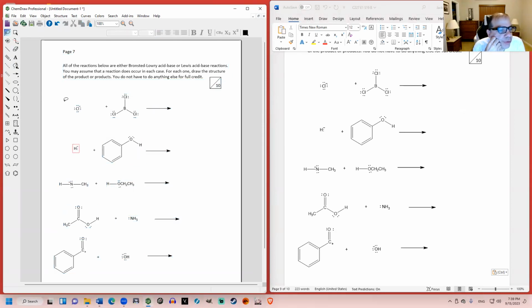So this one says to draw the products of the Bronsted-Lowry or Lewis acid-base reactions. This is always good practice. It doesn't say to do the mechanisms, but I'm going to do the mechanisms since it makes it easier to see.